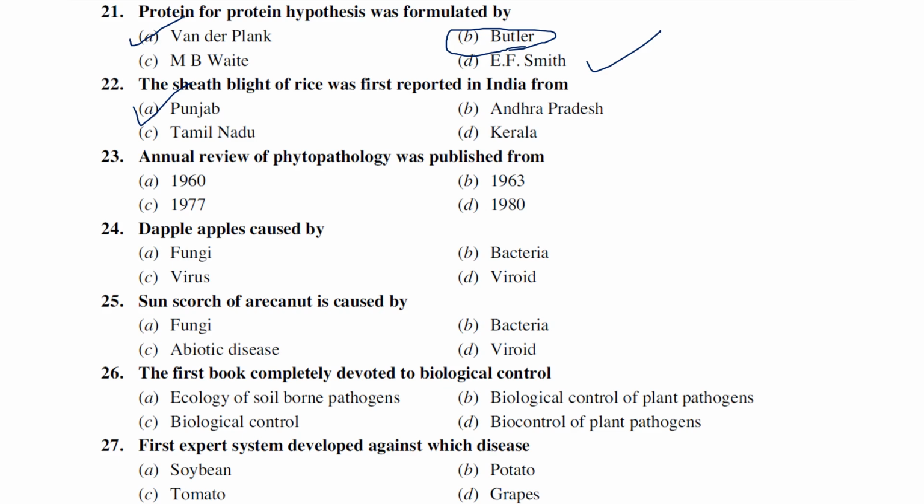Annual Review of Phytopathology was published from which year? The Annual Review of Phytopathology is publishing from the year 1963.